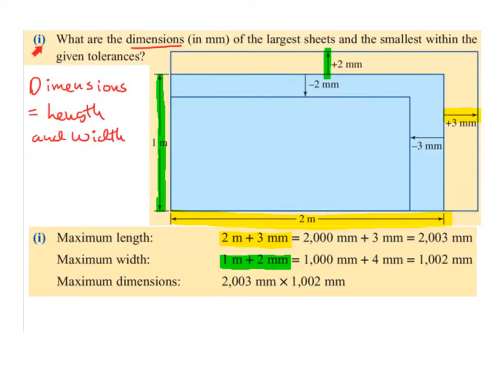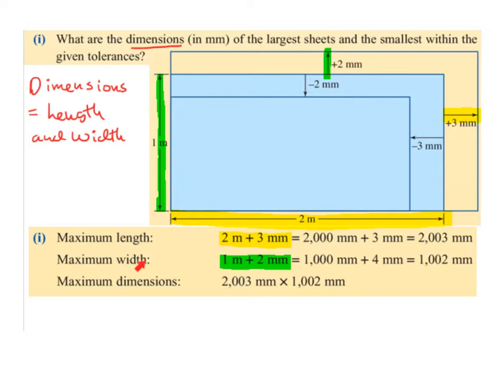So question 1 says, what are the dimensions in millimeters of the largest sheets and the smallest within the given tolerances? So dimensions mean the length and the width. So let's start off with the maximum. So the maximum length is going to be the 2 meters plus the 3 millimeters. So the 2 meters desired plus the 3 millimeters, which is really 2000 millimeters plus 3 millimeters, which is 2003 millimeters.